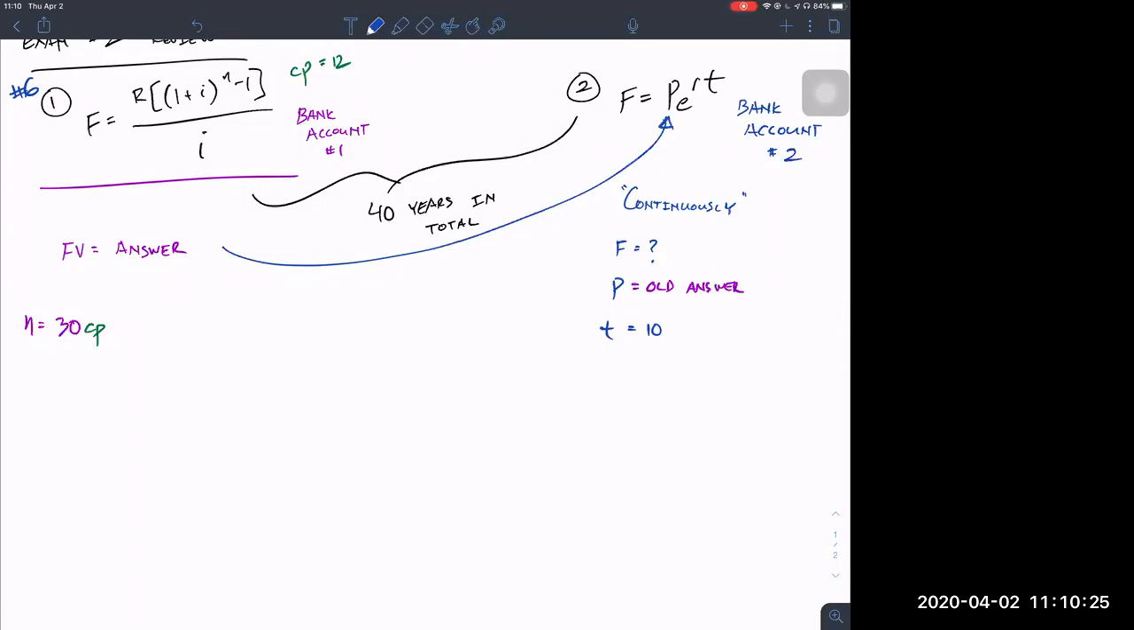But this is more like a transition, right? You had one transaction. It took 30 years. Then you move that money or the funds to a second transaction, and then it takes another 10 years there. So that's how the time plays out.